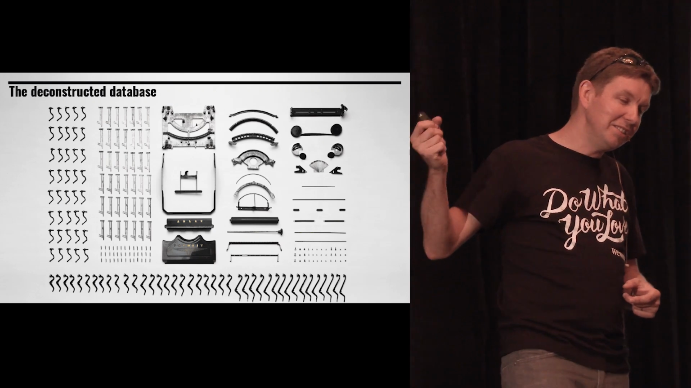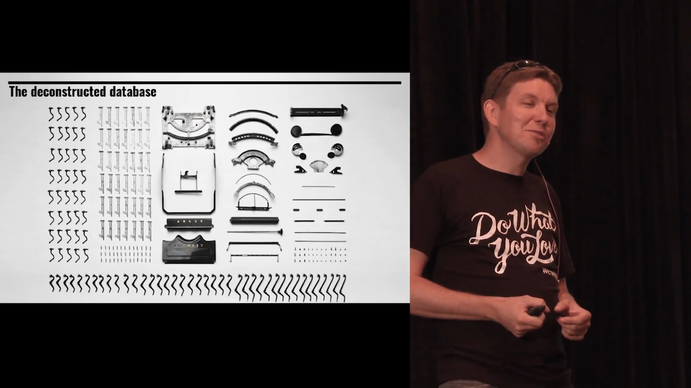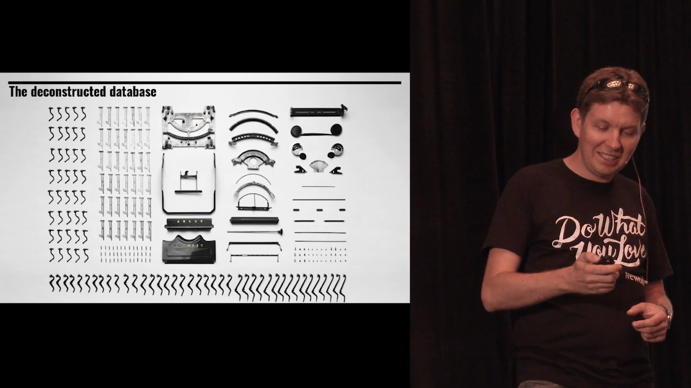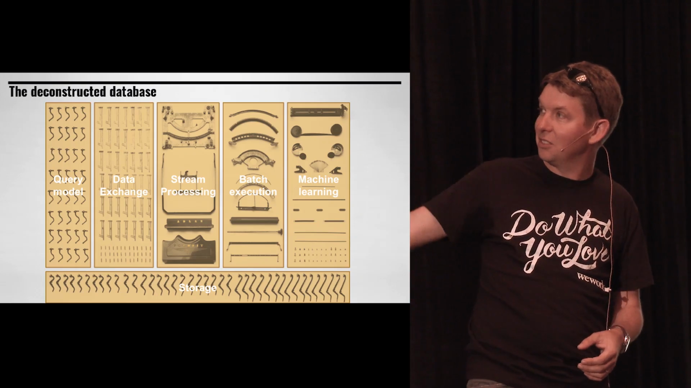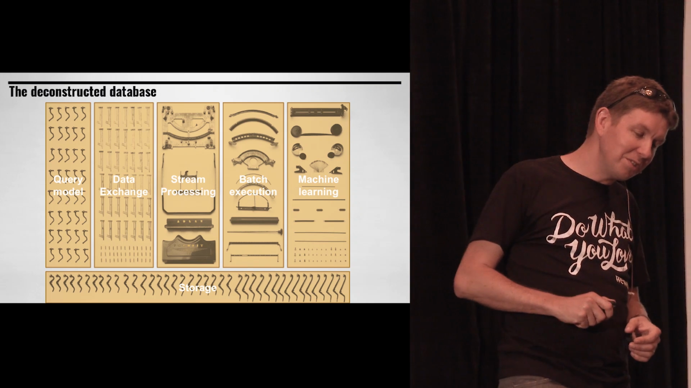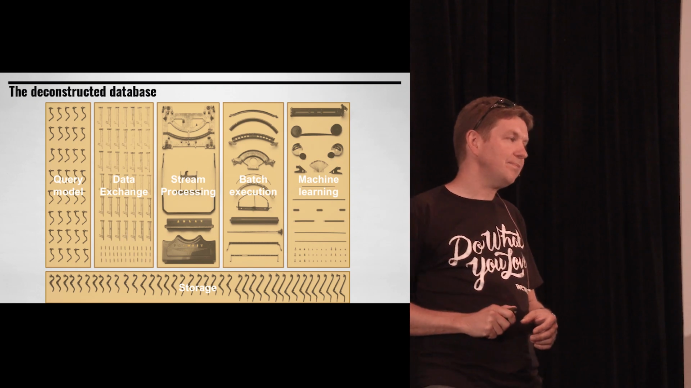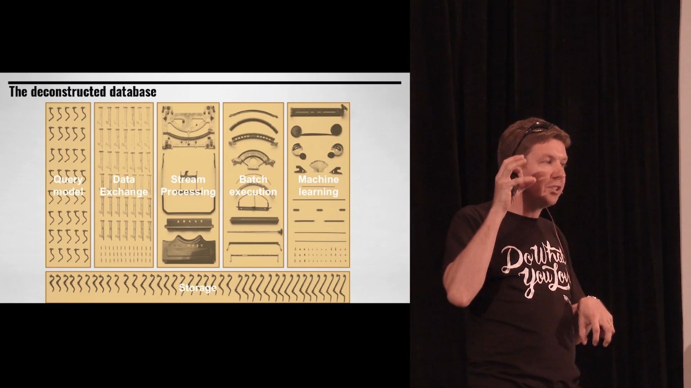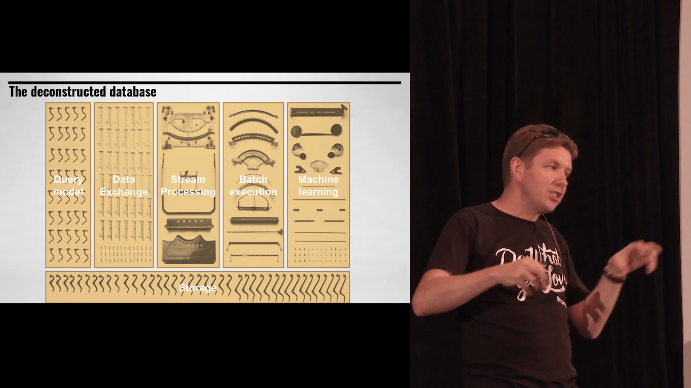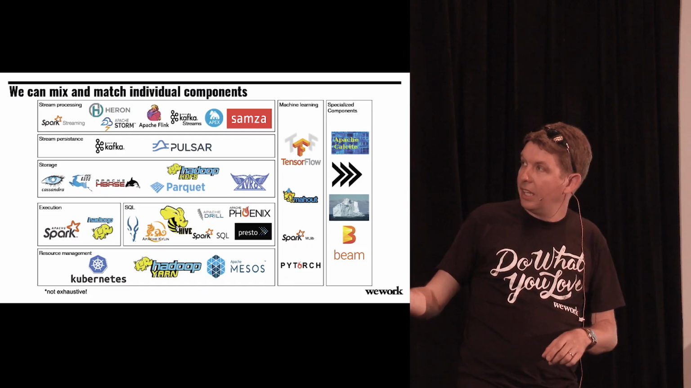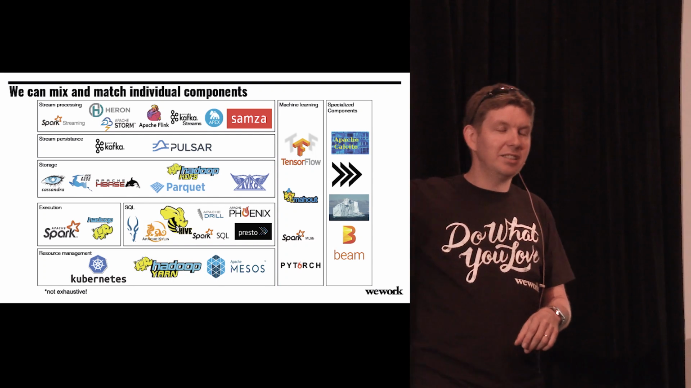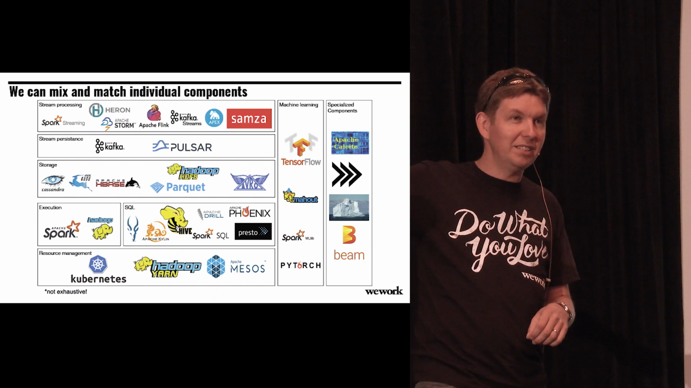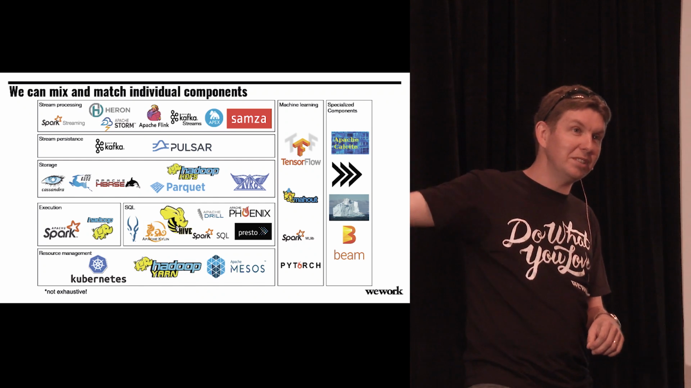And if you're an engineer, this is a deconstructed typewriter. You take a typewriter, you take it apart, and then you can recompose components. So you look at those database components: you have the query model, the data exchange, batch execution, the storage layer, and you end up with a lot of different components. By the way, this is not an exhaustive picture. I just wrote it focusing on open source components, really.